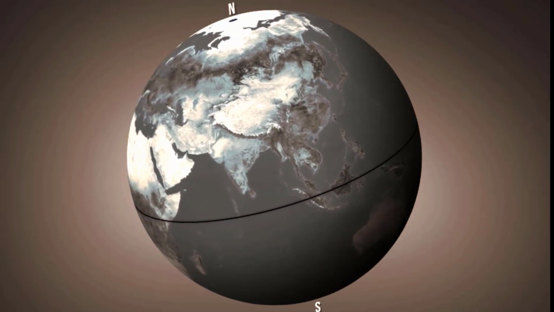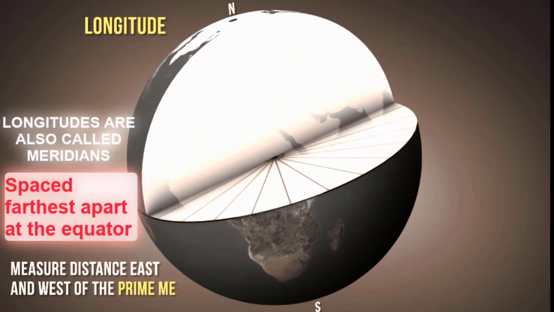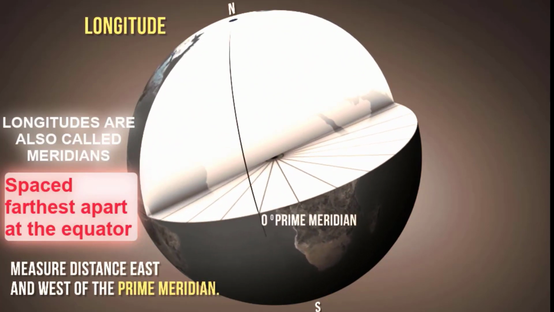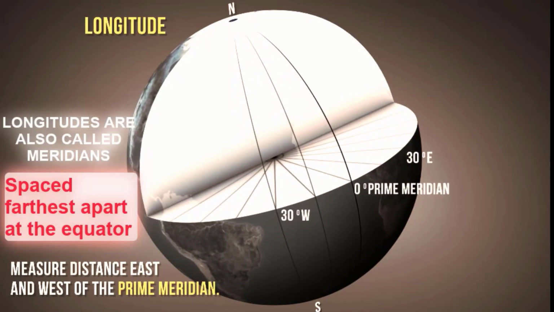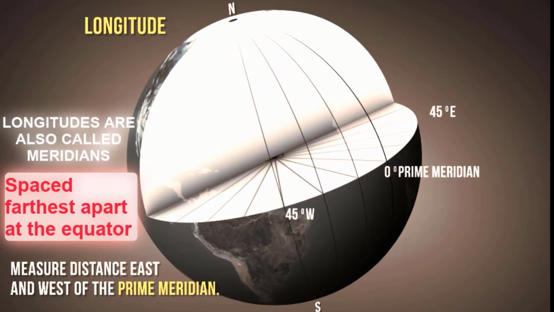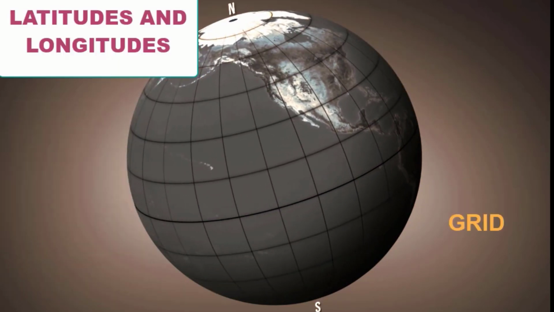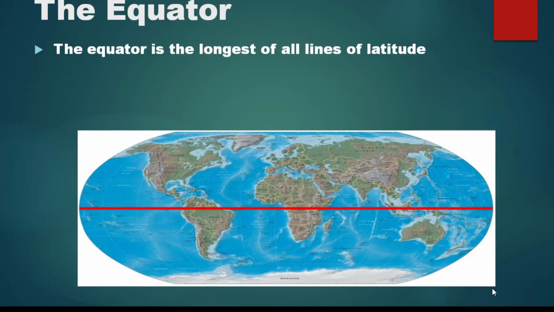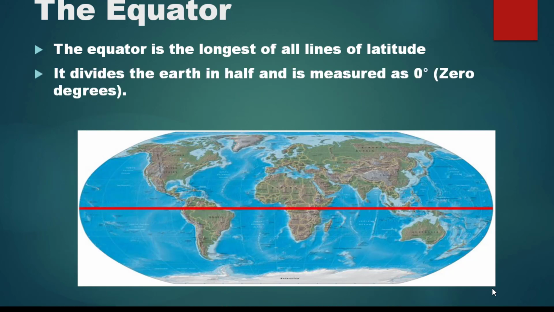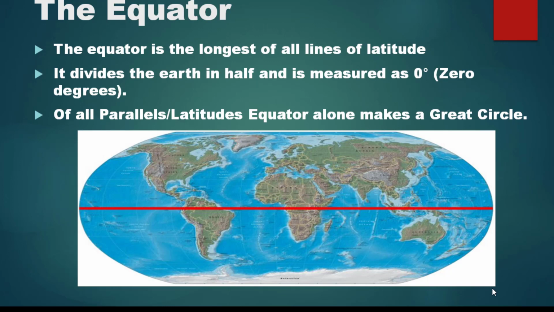So for better illustration, this is the animated view of longitude. They are spaced farthest apart at the equator. So they measure distance east and west of the prime meridian. So this is how this angular distance is measured. So the combination of latitudes and longitudes is called a grid. The equator. The equator is the longest of all lines of latitudes. It divides the earth in half and is measured as 0 degree. Of all parallels of latitude, the equator alone makes a great circle.